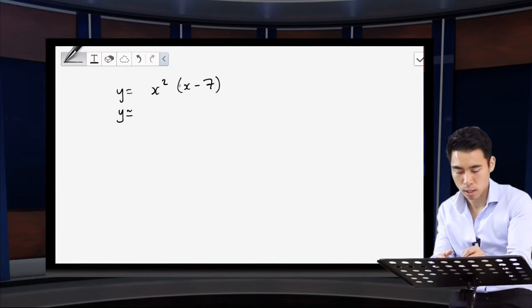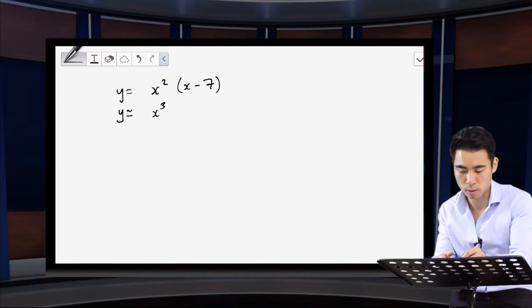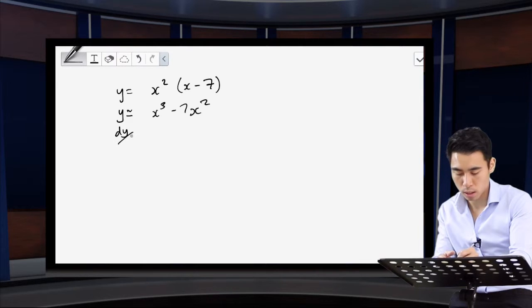So let's do that. x squared times x gives me x cubed. x squared times minus 7 gives me minus 7x squared. And each of those terms is differentiable. You know how to differentiate those. You're just going to apply your laws.